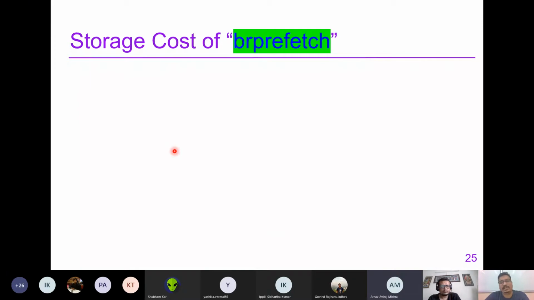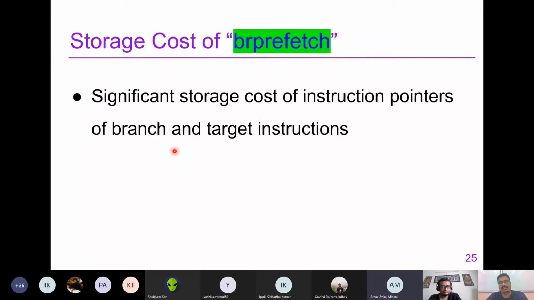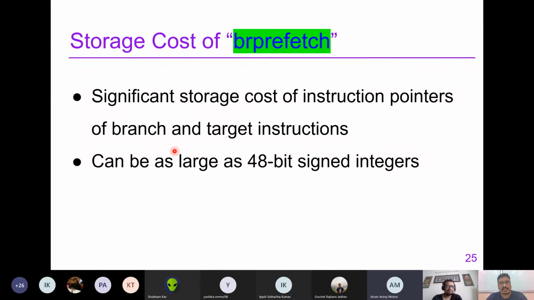Now, since we are adding new instructions, it is going to create some storage cost. It will create a significant storage cost because we are storing instruction pointers for both the branch address and its target, and they can be as large as 48-bit signed integers.